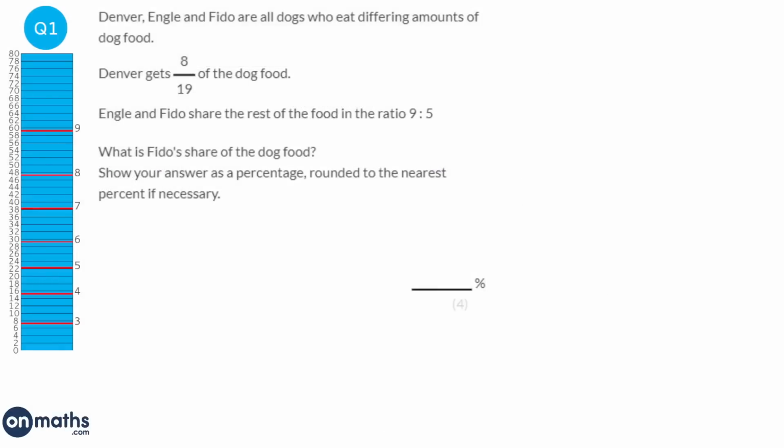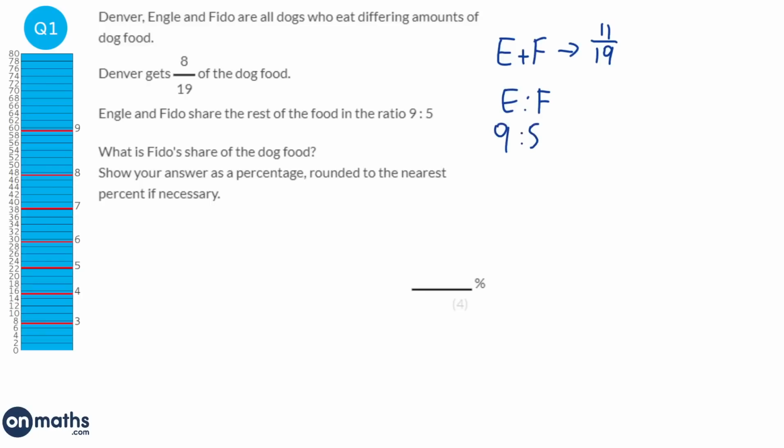The first piece of information I'm going to focus on is the fact Denver gets 8/19. Denver gets 8/19, that means that Engel and Fido together must get 11/19, because they have to add up to 1. So we're only looking at 11/19. I'm going to focus on the ratio next of Engel to Fido. So it's 9 to 5.